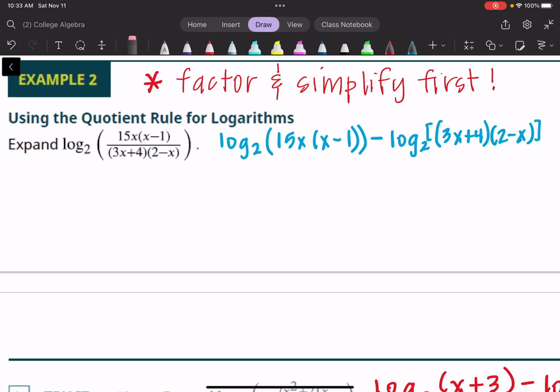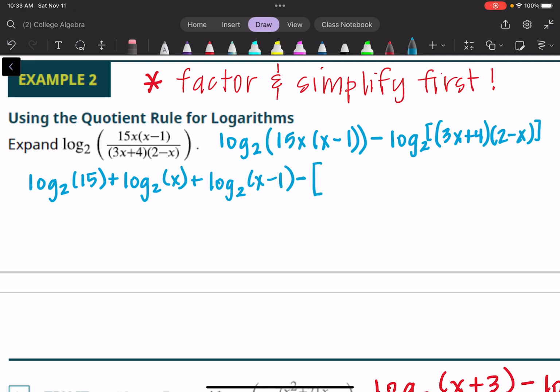So I'm going to start over here because it's going to take some room. This would be the log base 2 of 15 plus the log base 2 of x plus the log base 2 of x minus 1 minus, we need to keep anything we subtract together because we're about to apply this product rule. So this would be the log base 2 of 3x plus 4 plus the log base 2 of 2 minus x. And, just as any time we subtract a sum, we need to make sure that we apply the negative to both parts of it.